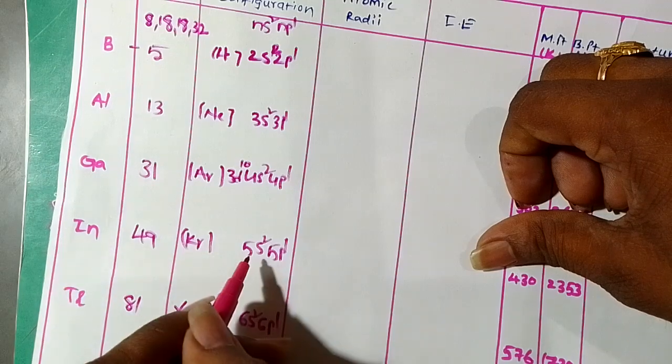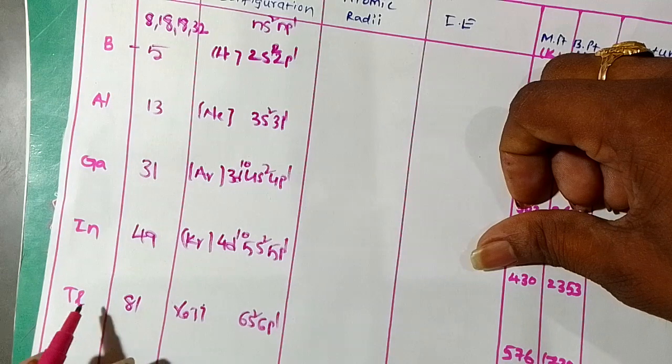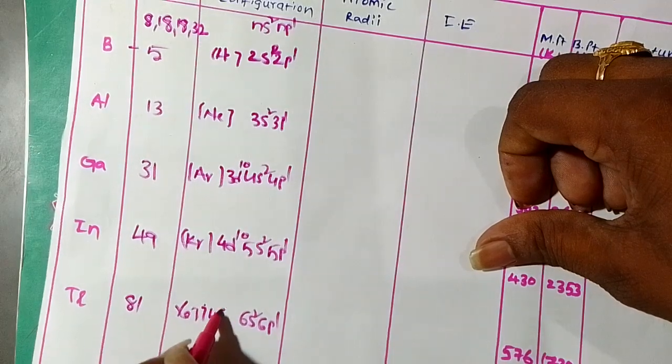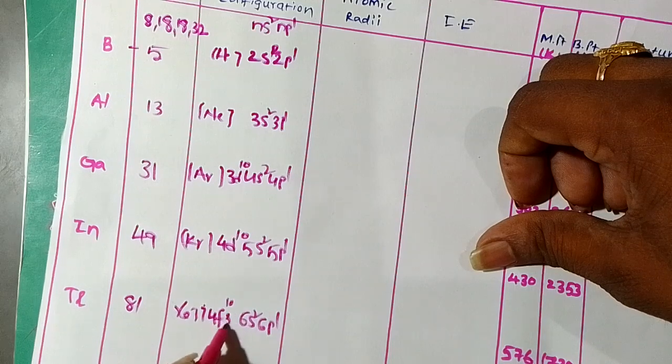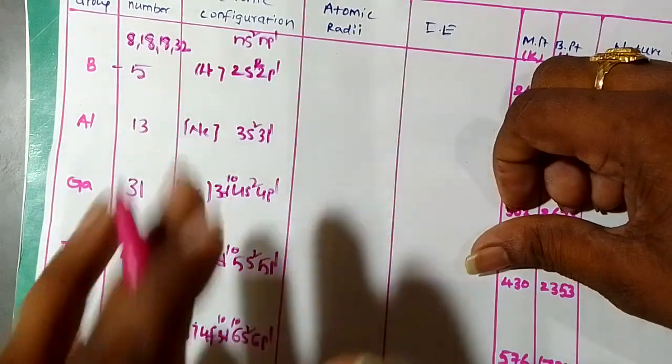In indium, before 5s2 5p1, 4d10 electrons are present. In thallium, before 6s2 6p1, 4f14 and 5d10 electrons are present. So in this way we can write electronic configuration in an easy way.